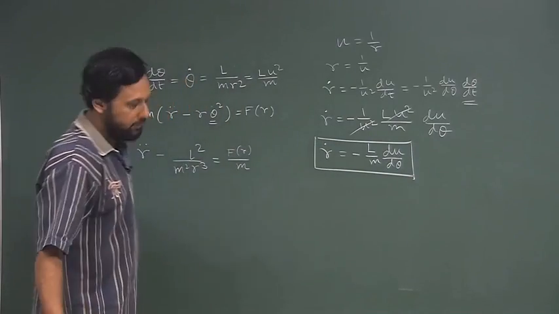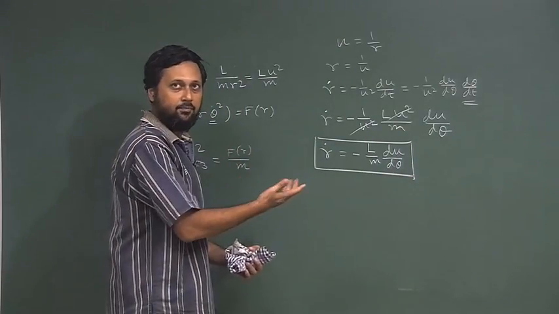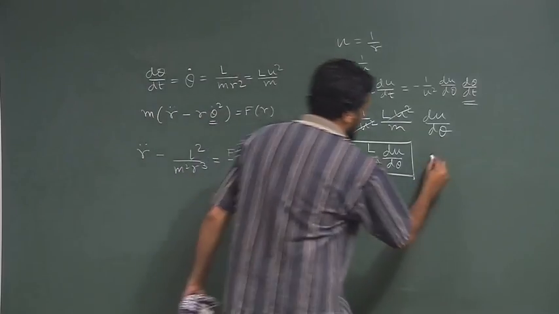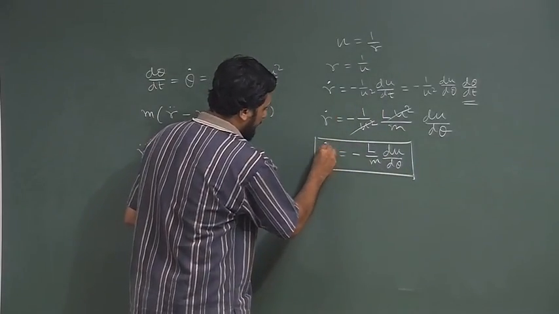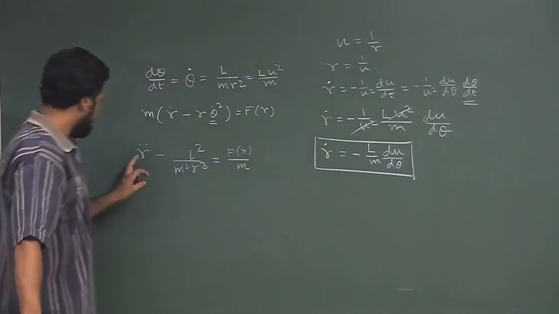We can do this derivative a second time. I am leaving it to you. Essentially, you have to evaluate r double dot also, because this equation has r double dot.